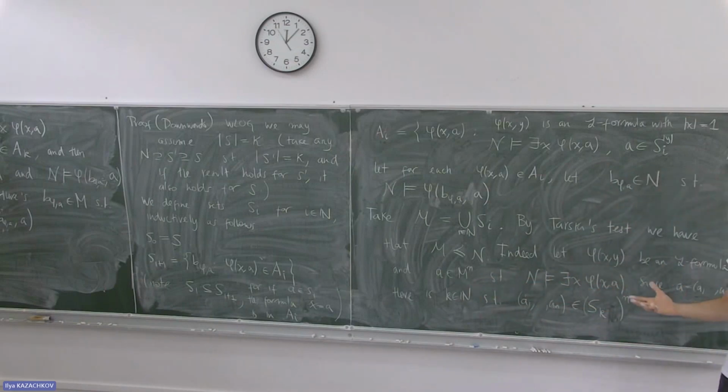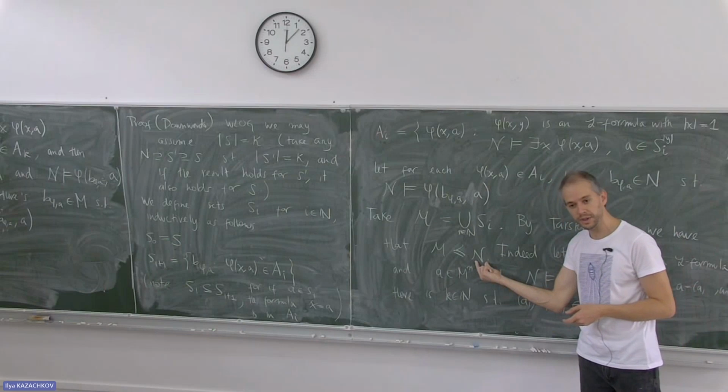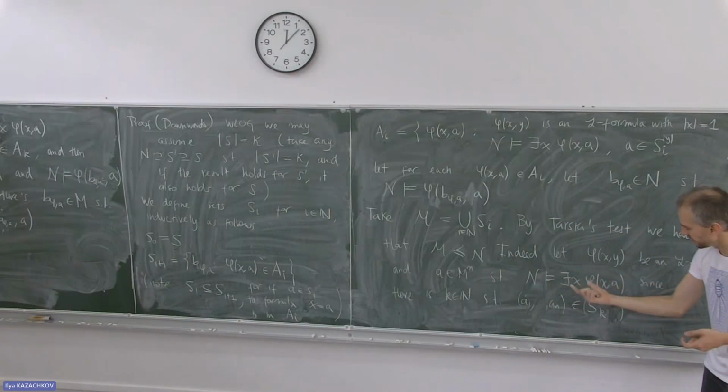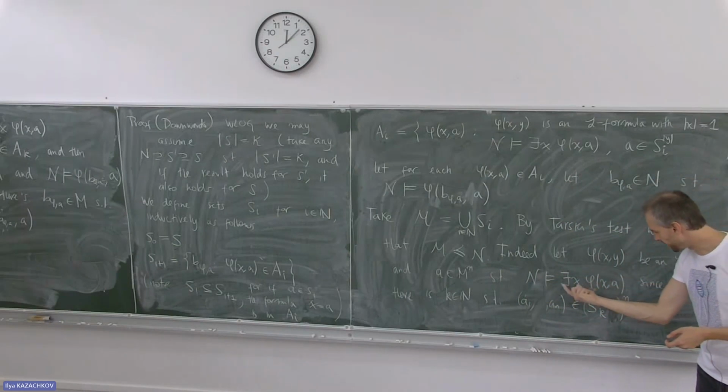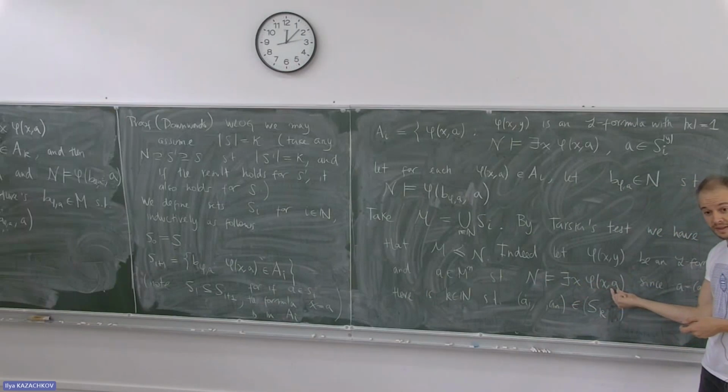This was what the Tarski test was saying. That if I want to show that a subset is an elementary substructure of this one, it was enough to show that every time that N satisfies an existential, well, not an existential formula, but a formula starting with an existential quantifier and some elements in M, then I need to find the witness already of this in M. And this is what I'm proving here.